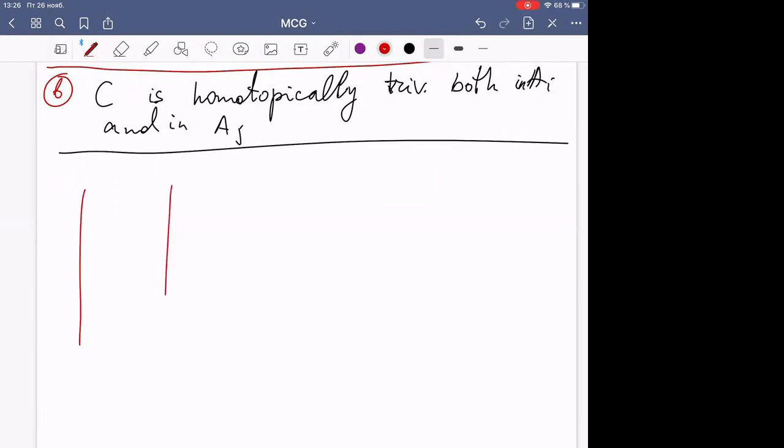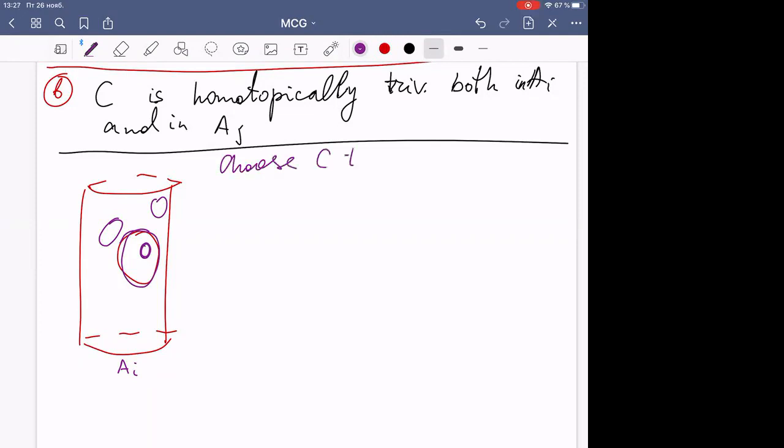Look, for this particular pair of I and J, there can be several unwanted intersections. There can be plenty of these circles. Let us choose those which are innermost in AI. Innermost in AI and innermost in AJ are completely different stories, but let us choose C to be innermost in AI. So forget about all this.